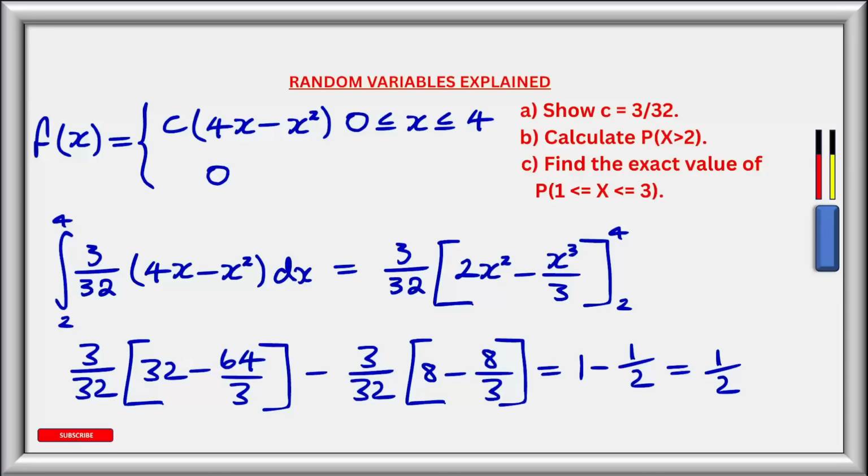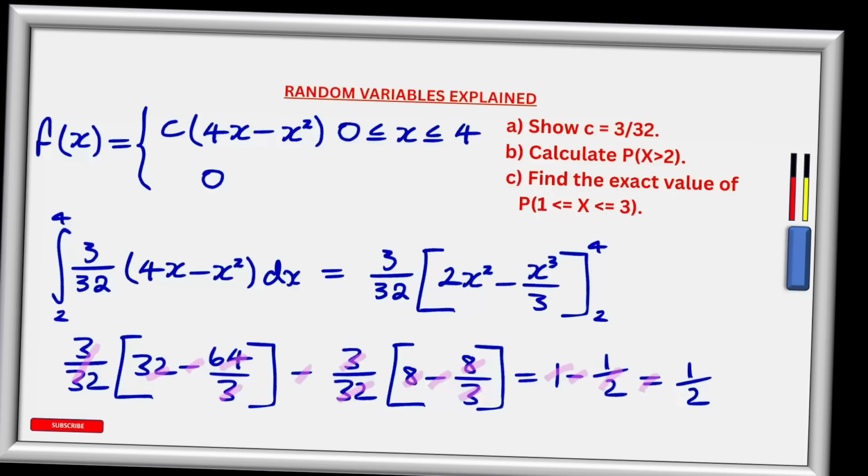And now if we start plugging in the limits of integration, beginning with 4, we have 3 over 32 into the bracket of 32 minus 64 over 3, minus, and plugging in the lower limit, we get 3 divided by 32 into the bracket of 8 minus 8 over 3. And this evaluates to 1 minus a half, which equals a half.